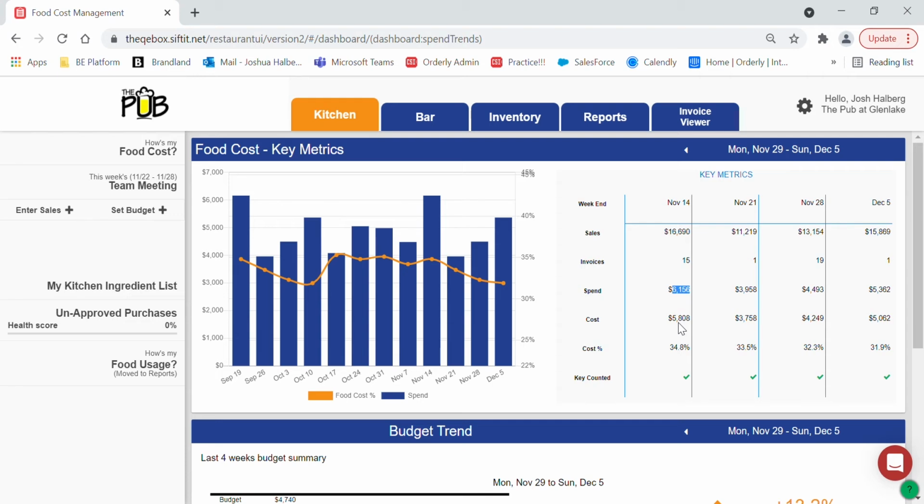This is where Orderly's algorithm is evaluating the frequency and quantity of your purchases to determine a usage value for your ingredients. This is similar to how a traditional food cost would be calculated, taking your beginning inventory plus your purchases, then subtracting your ending inventory. Lastly, we take this cost number, dividing it by your sales, to then provide you with your calculated cost of goods sold located in the cost percent, also found in the orange line on the left.